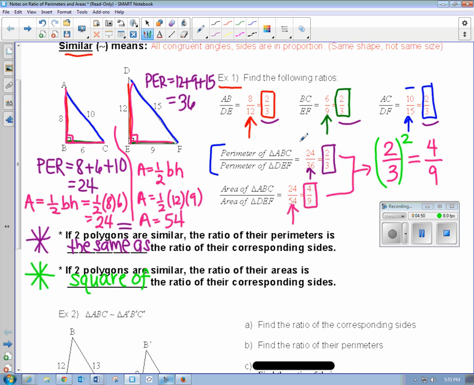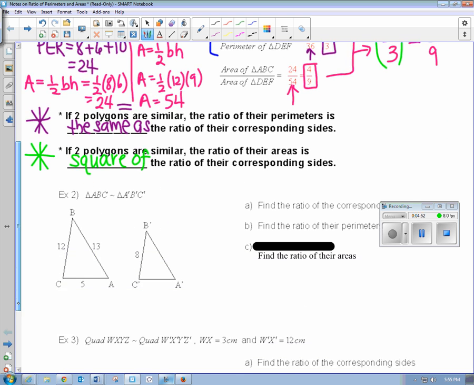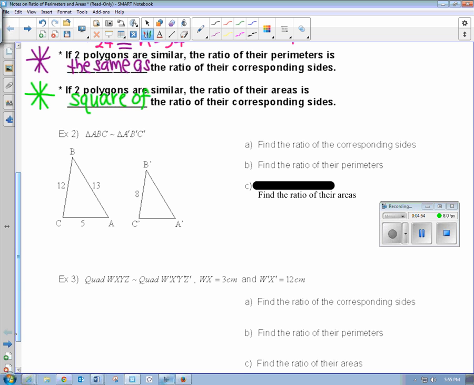So let's take a look at example number 2. In example number 2, they want us to find the ratio of the corresponding sides. Now, when I look at this, I can see the ratio of the sides, for the two sides I know, 12 to 8. So this is 12 over 8, which reduces, when I divide by 4 on top and divide by 4 on bottom, to 3 over 2.